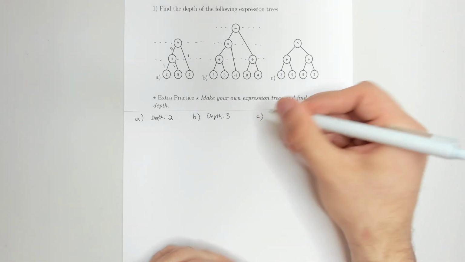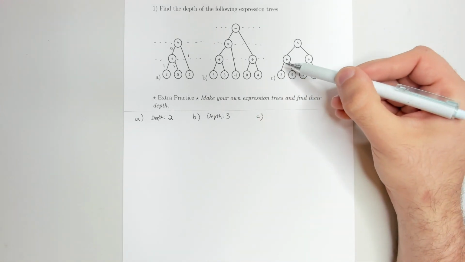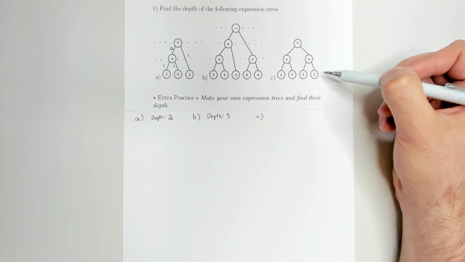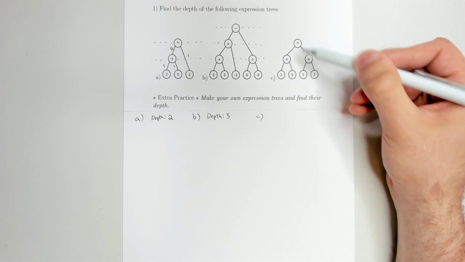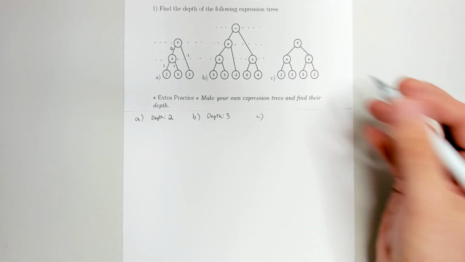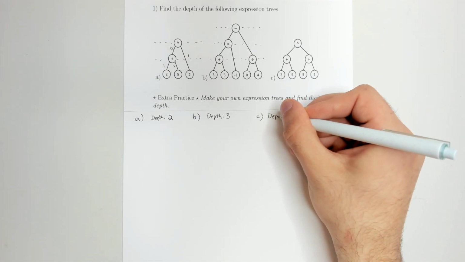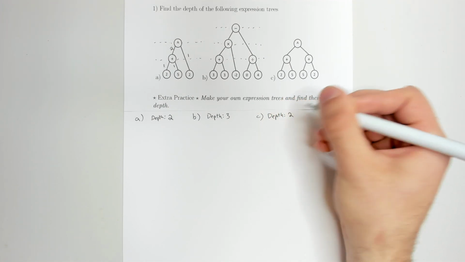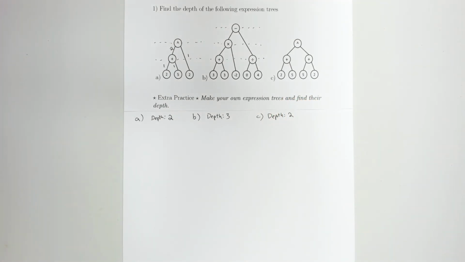Alright, and for part C, the depth of this tree, once again, it's looking like 2. Actually, from every single number, we get a path of length 2 to the top node, 1, 2, 1, 2, 1, 2, 1, 2. So there's no dispute, the depth of this tree is going to be 2. Alright, so not too bad, right? The depth was a pretty simple concept.